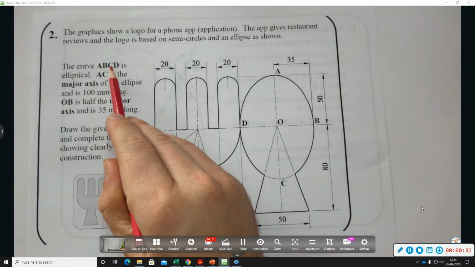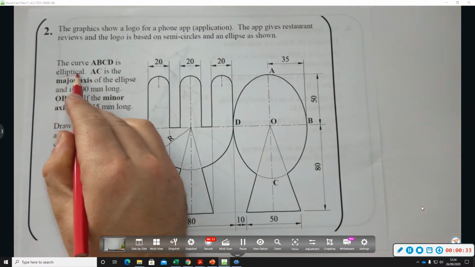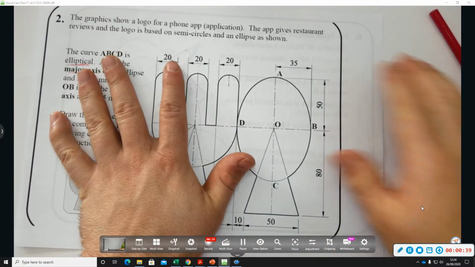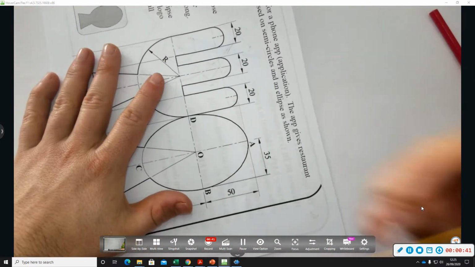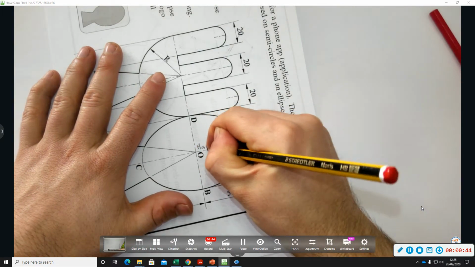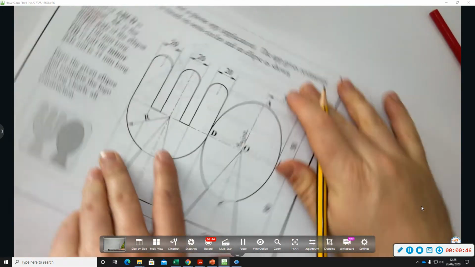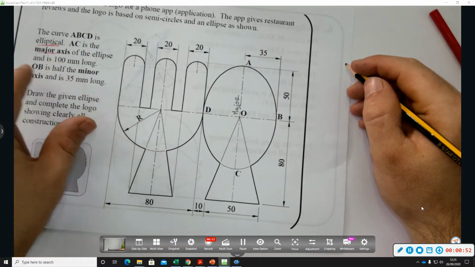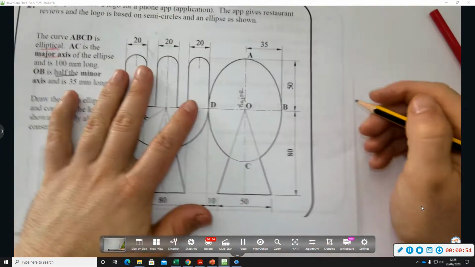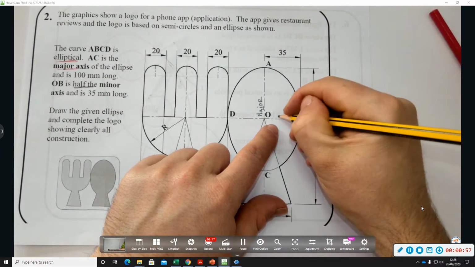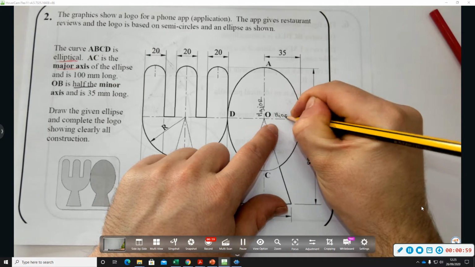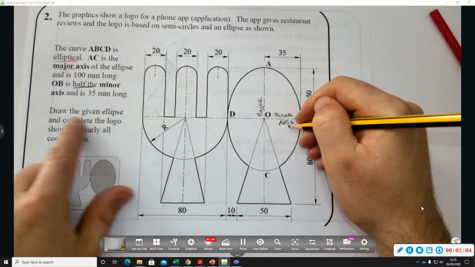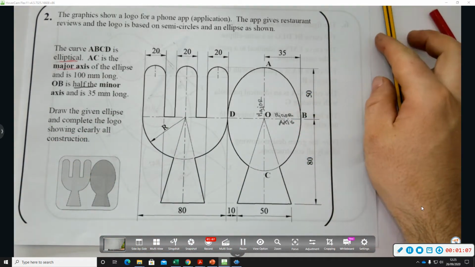So the curve ABCD is elliptical, and AC is the major axis. So this is our major axis right here. AC is 100 millimeters long. OB is half the minor axis, so O to B is half the minor axis. So this is the minor axis here. Draw the given ellipse and complete the logo showing clearly all constructions.